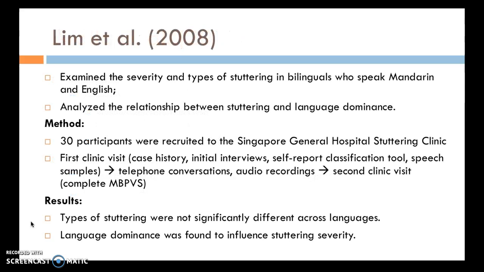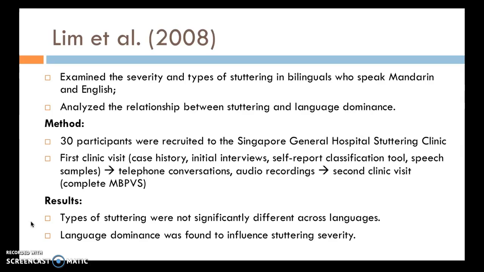Another article I reviewed was from Lim and others. In their study, they examined the severity and the types of stuttering in bilinguals who speak Mandarin and English. They also analyzed the relationship between stuttering and language dominance.